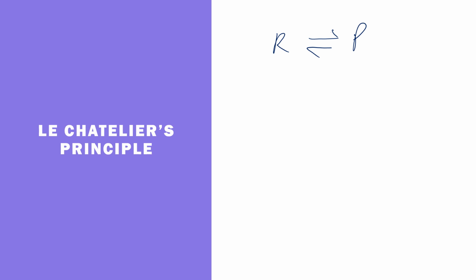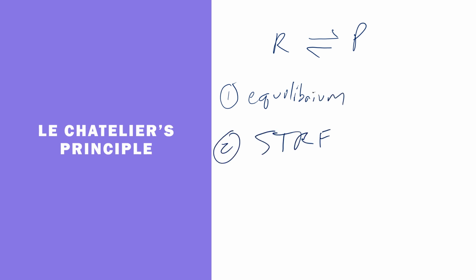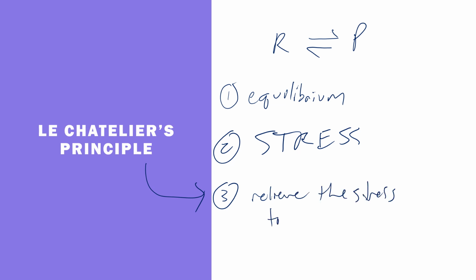So think about it this way. The first step, it's at equilibrium. And then the second thing, there's some kind of stressor. And then the third thing, and the thing that Le Chatelier's principle is focused on, is how are we going to relieve the stress to regain equilibrium.